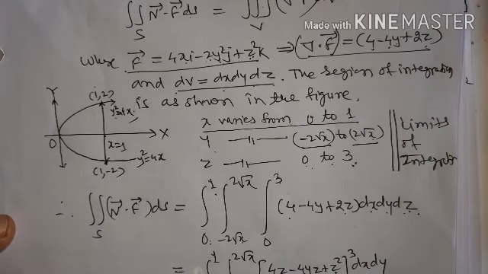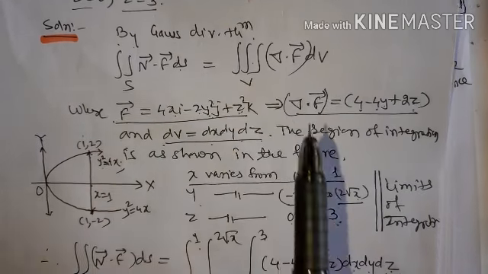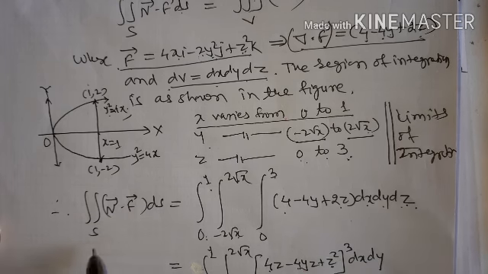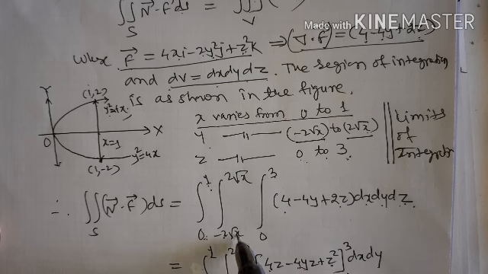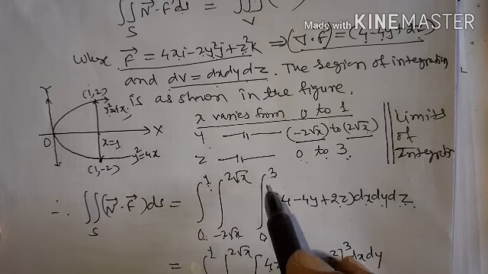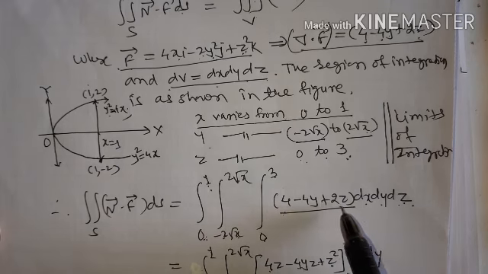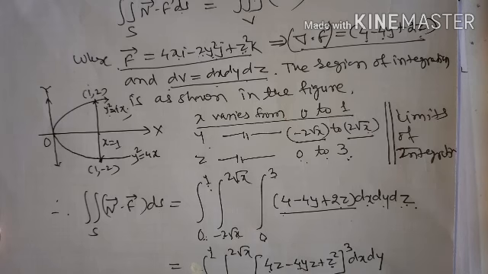Now according to Gauss divergence theorem, we can equate the surface integral to the volume integral. So the double integral of n bar dot f bar ds is equal to the integral 0 to 1, integral minus 2 root x to 2 root x, integral 0 to 3 of divergence of f bar, meaning 4 minus 4y plus 2z, into dx dy dz. Now we just have to evaluate this integral. It will give you the value of the surface integral which is given to us.